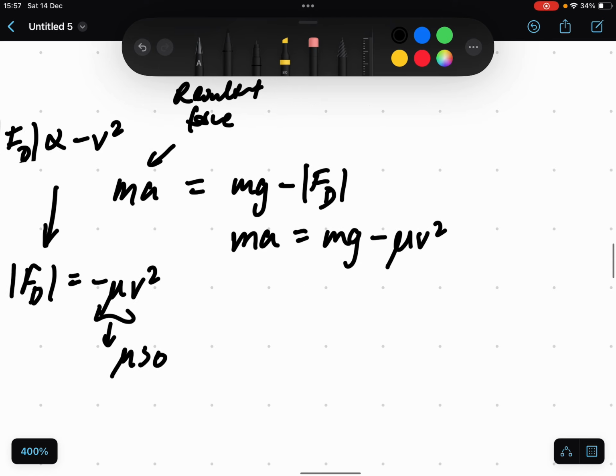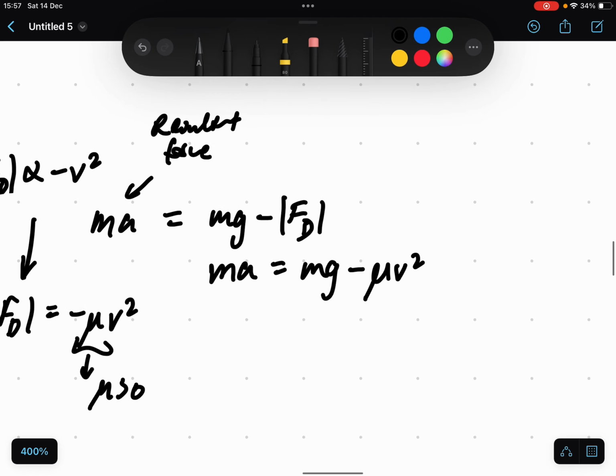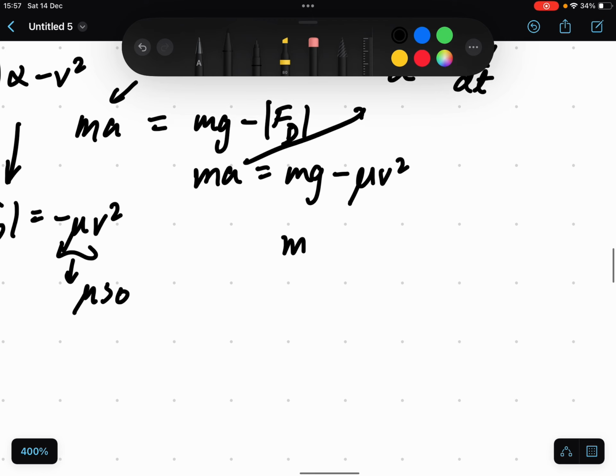Lovely. Now, remember, we have v, we have a, we don't want that, we want one thing. So what we can just go ahead and say is that a is actually just the derivative of v. Okay, acceleration is the derivative of velocity. So we're left with m dv over dt equals mg minus mu v squared.